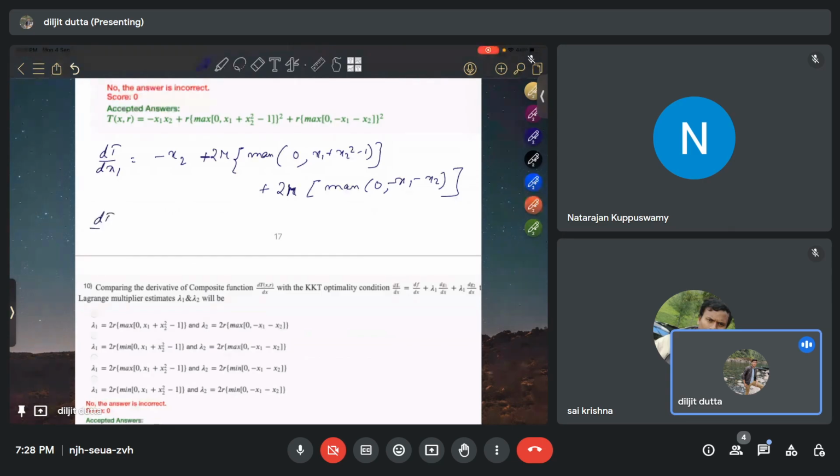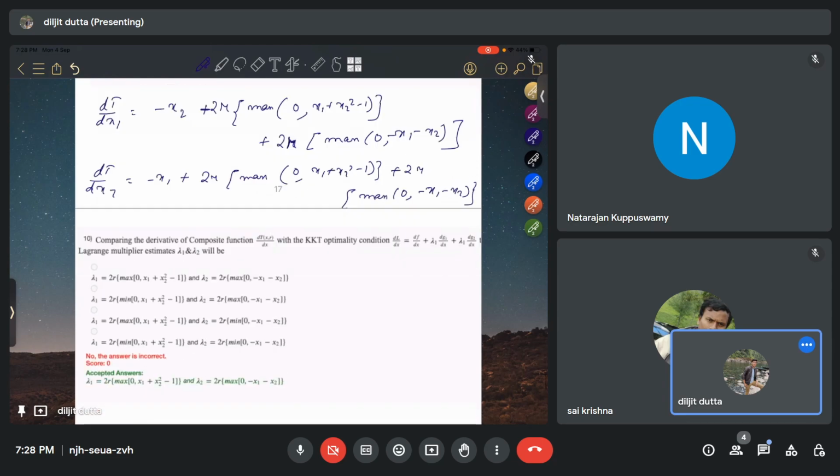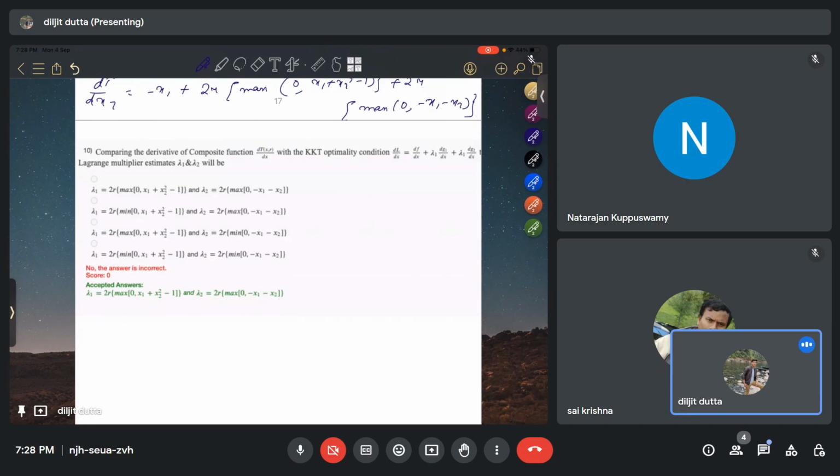Similarly dT by dx2 will also be similar: minus x1 plus 2r into maximum of 0 comma, plus 2r into maximum of 0 comma minus x1 minus x2. So when we write the Lagrangian form, we have to compare the composite function dT by dx with the Kuhn-Tucker optimality condition, that is dL by dx.